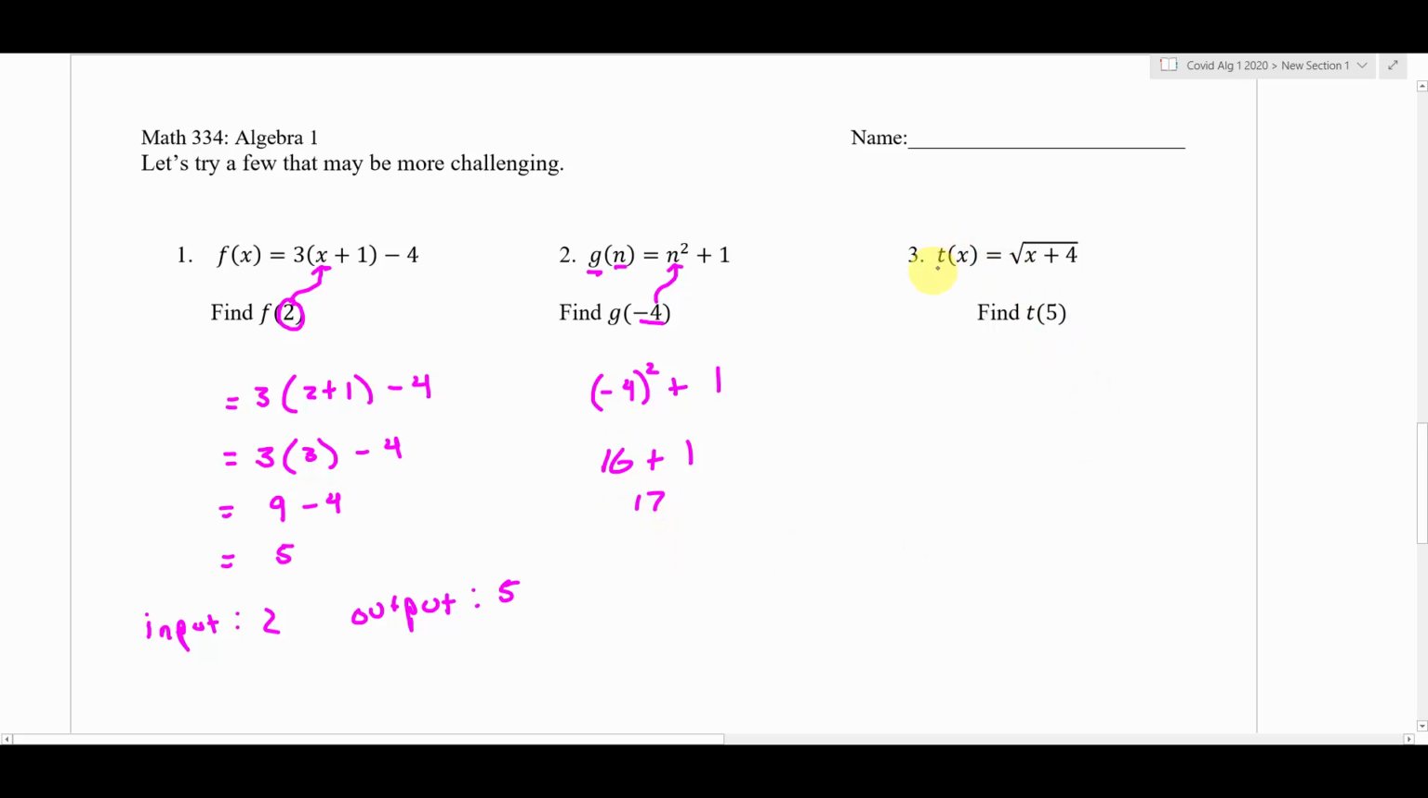All right, last one here. We've got a function, its name is t, its input is the variable x, and they are telling me to put a 5 in for the x. No problem. So I've got equals square root, I'm putting a 5 in there for the x, plus 4. Then 5 plus 4 is 9, so inside of that square root we're going to end up with a 9. If you remember how a square root works, what we're looking for is a number that I can multiply by itself to get 9. That number is 3, because 3 times 3 is 9.